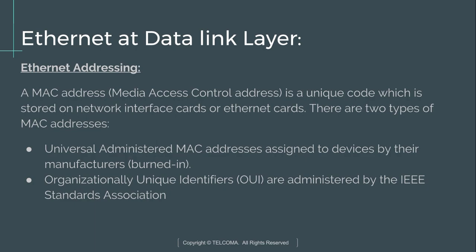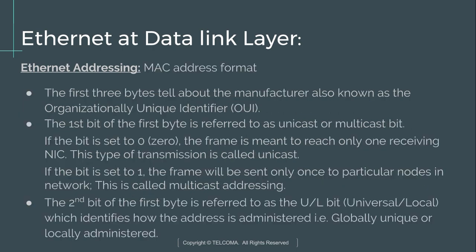So next is Ethernet address. A MAC address, media access control address, is a unique code which is stored on the network interface card or the Ethernet card. There are two types of MAC addresses: universally administered MAC addresses, which are assigned by the manufacturer at the time of manufacturing the device, or burned in over the NIC cards or the Ethernet adapter. Then there are organizationally unique identifiers, OUI, which are administered by the IEEE Standards Association. So these are the types of MAC addresses.